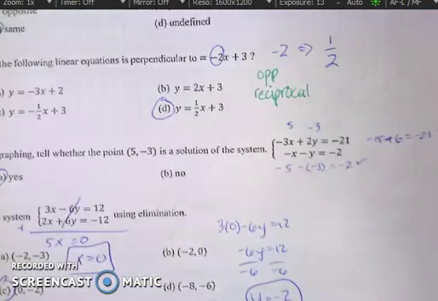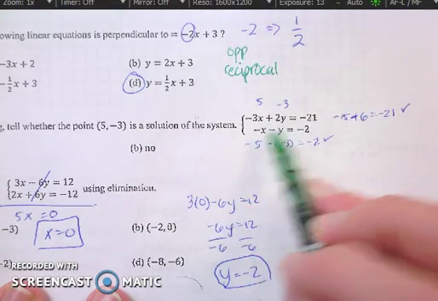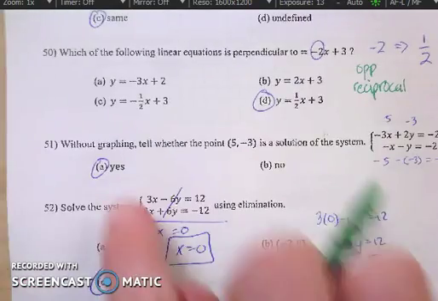Without graphing, tell if this point is a solution. You just got to plug in 5 and negative 3 into each, and it works out for both, so we know it's a solution set, yes.